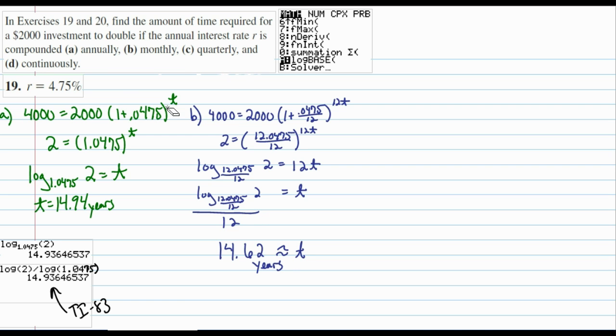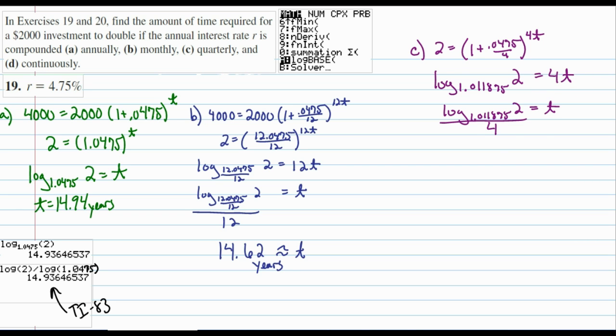Quarterly should be somewhere between A and B's values. Quarterly, I'm done with the 4,000 equals 2,000 thing. So 2 equals 1 plus 0.0475 over 4. We're compounding quarterly, so your k value is 4. Again, you're solving for an exponent, so I'm going to pick log base, whatever this combination worked out to be, 1.0011875 of 2 equals 4t. Logs find exponents. Divide both sides by 4, use my calculator, I got 14.67 years, which is between A and B. Good.